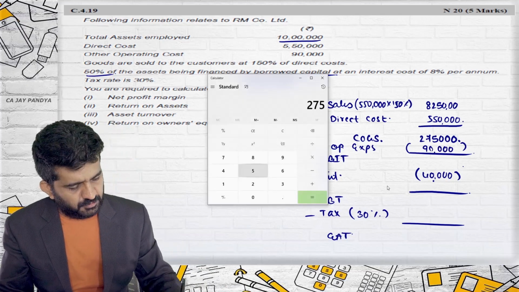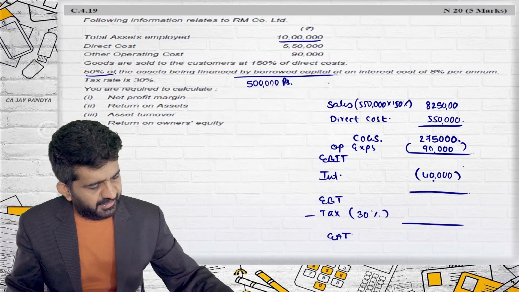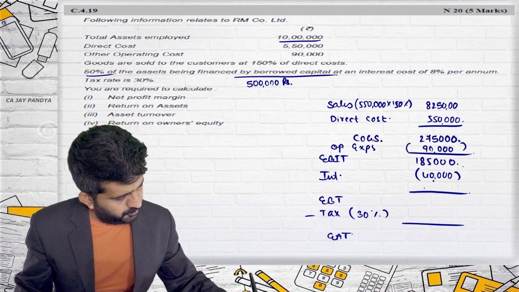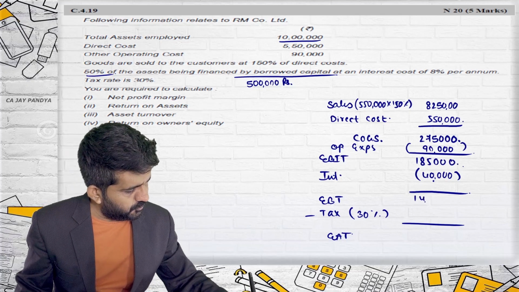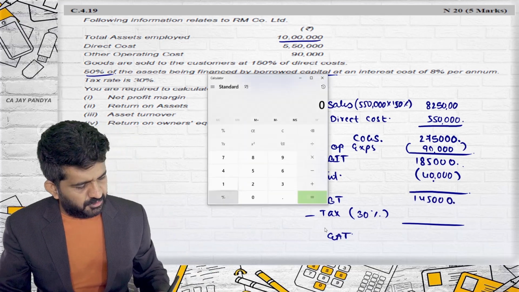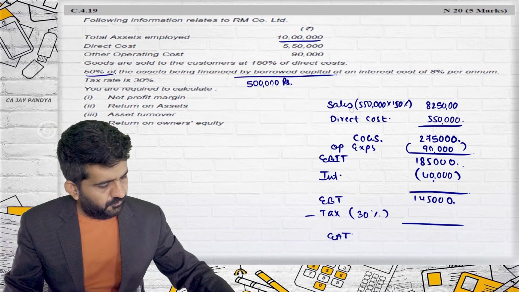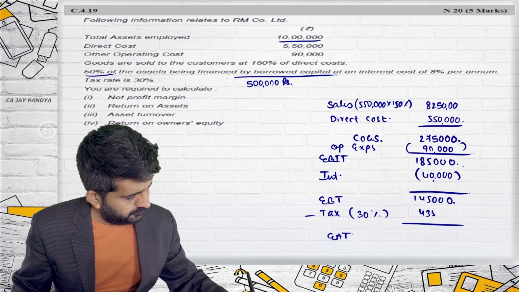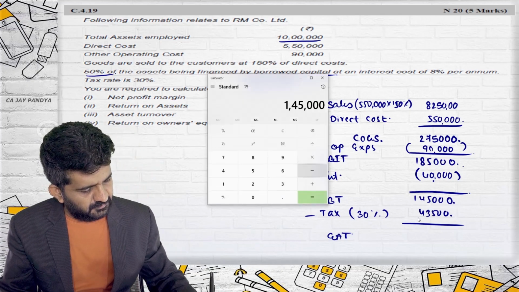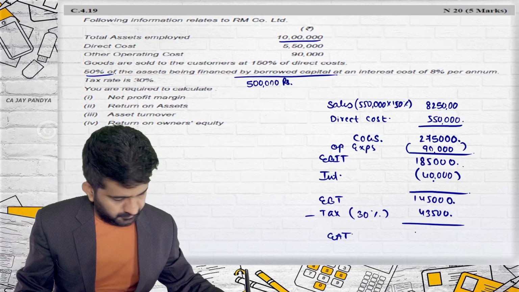2,75,000 minus 90,000. It is 1,85,000. Minus 40,000 is EBT, which is 1,45,000. 1,45,000 into 30%, 43,500. 1,45,000 minus 43,500 is 1,01,500.